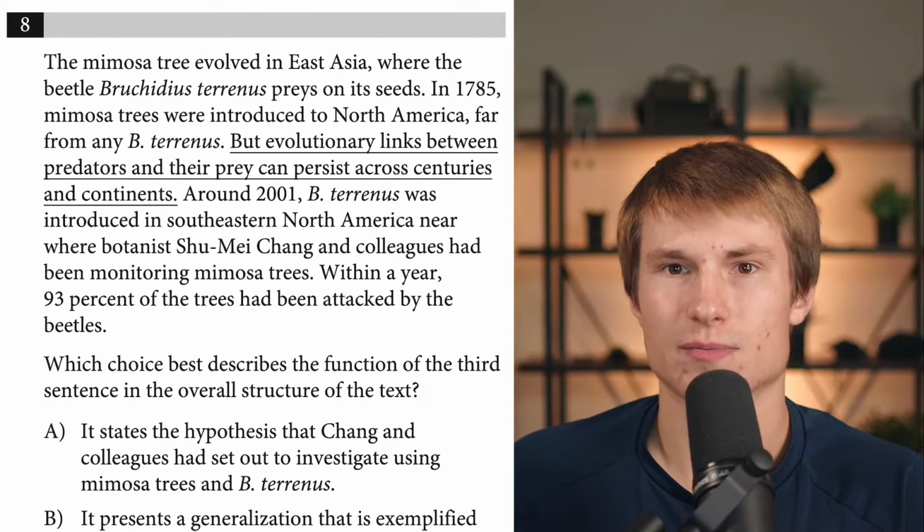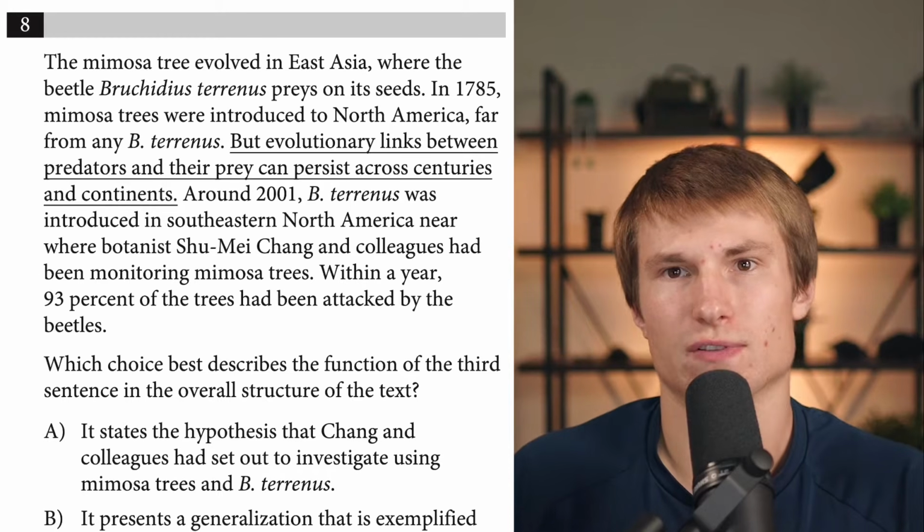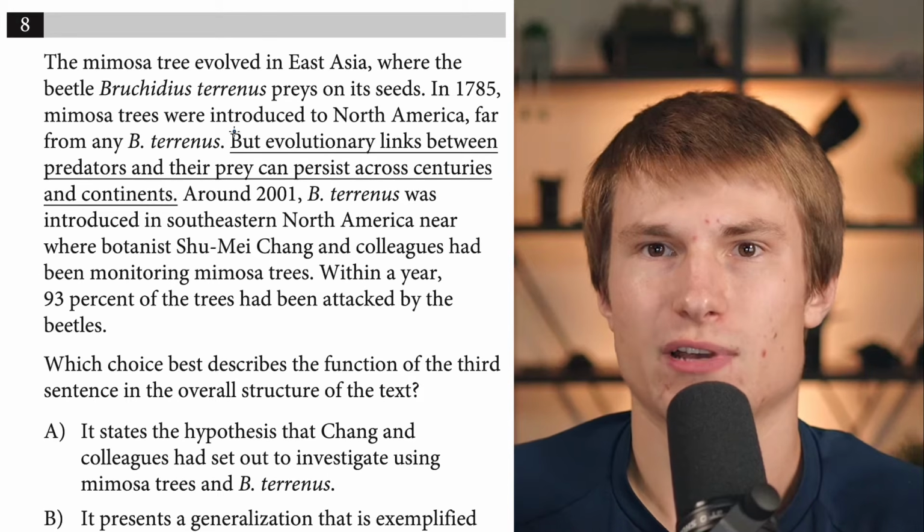Which choice best describes the function of the third sentence and the overall structure of the text? All right, well, here we see that we have a contrast.